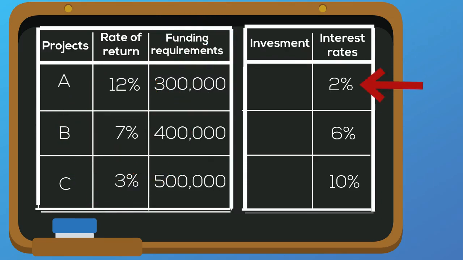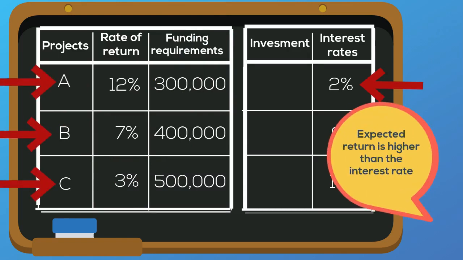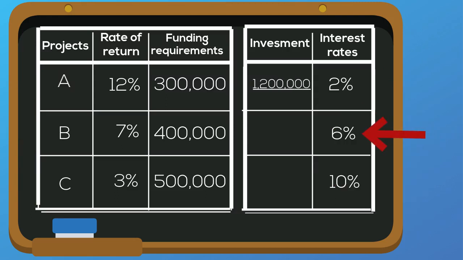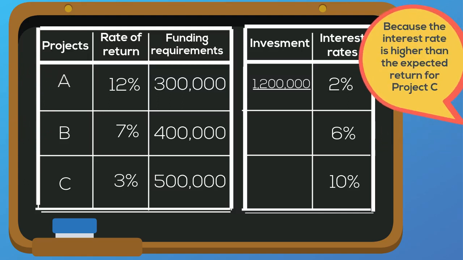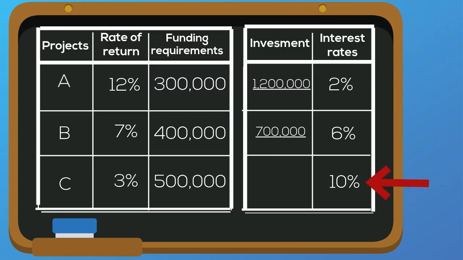At an interest rate of 2%, Mark should invest in the three projects because the expected return is higher than the interest rate. The total money invested will then be 1.2 million. At 6%, Mark should invest in project A and B because the interest rate is higher than the expected return for project C. And the money invested will be equal to 700,000. Now at 10%, Mark should only invest in project A and the money invested will be 300,000.